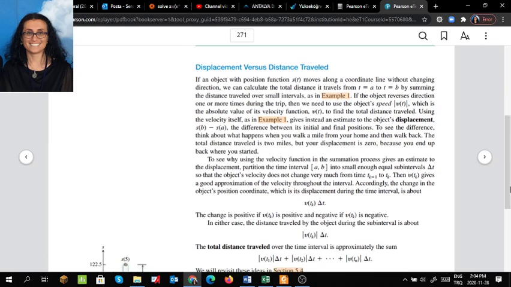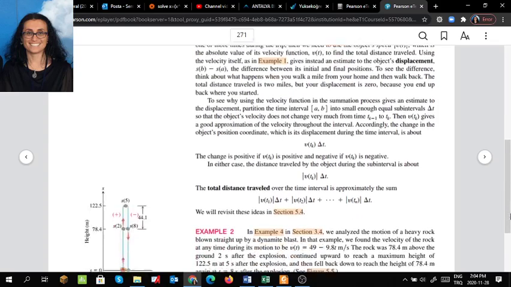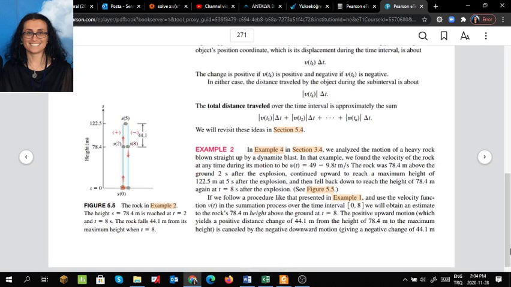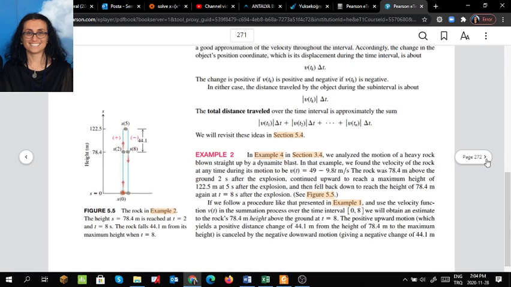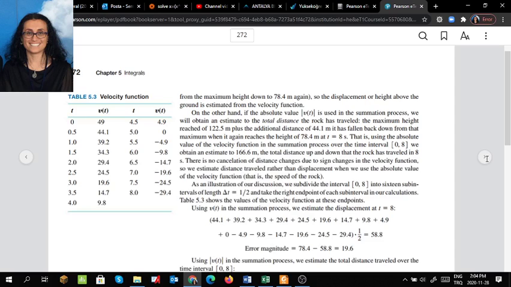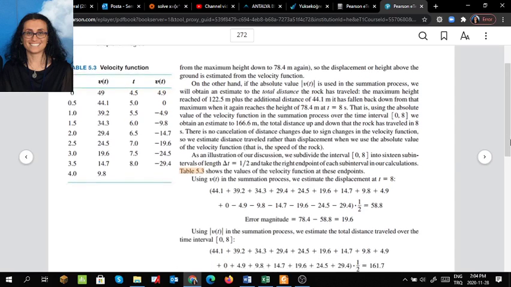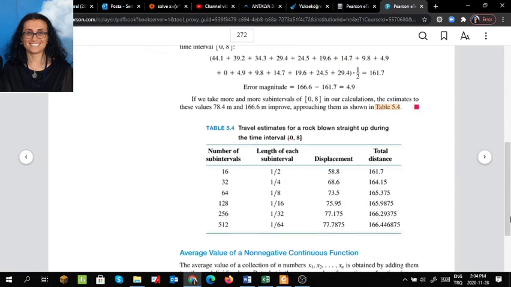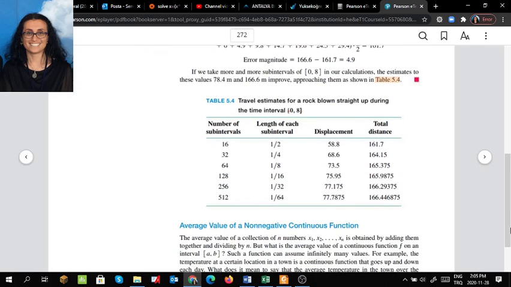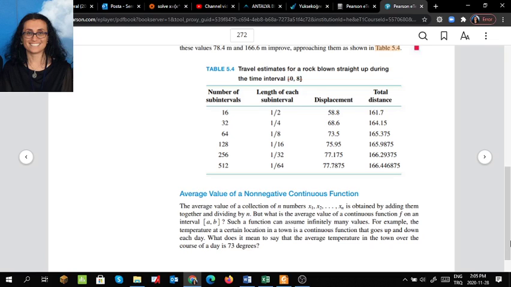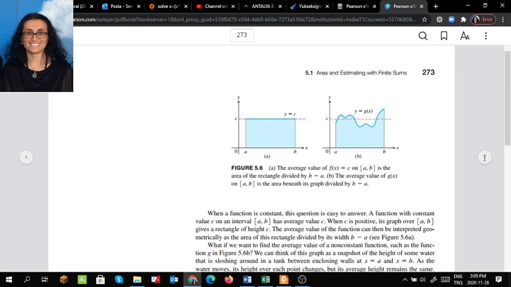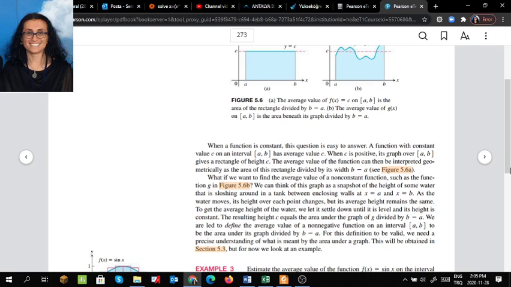And then there's displacement versus distance traveled. This is an important notion too. I'm going to talk to you about that when we get there, and tell you more details about it. And then there's the average value of a non-negative continuous function. And if we have time, we are going to also talk about that. It's also related.